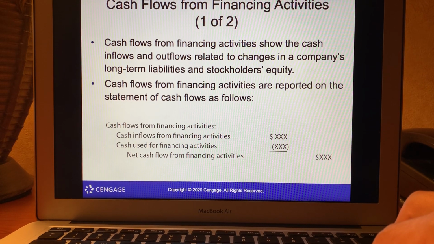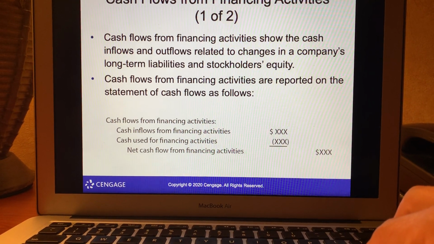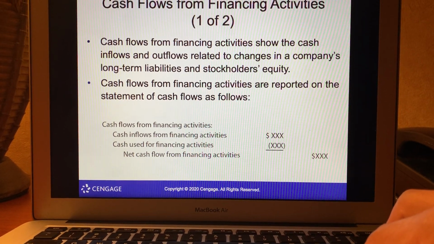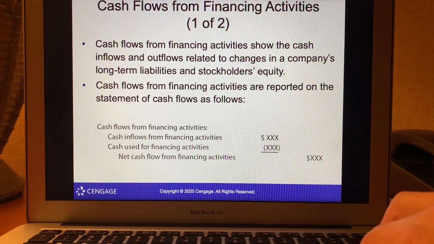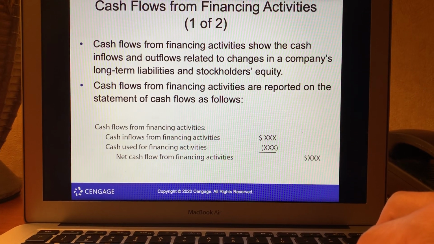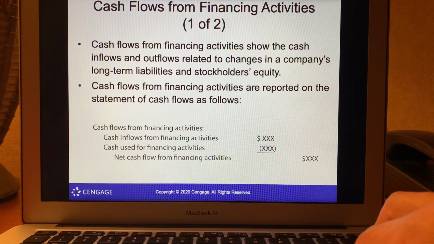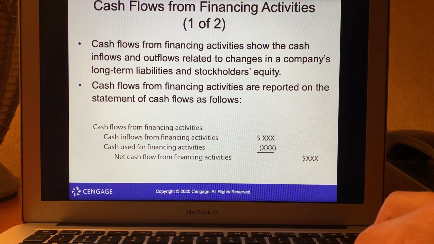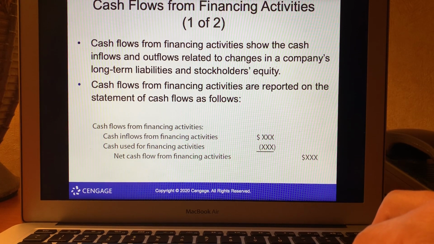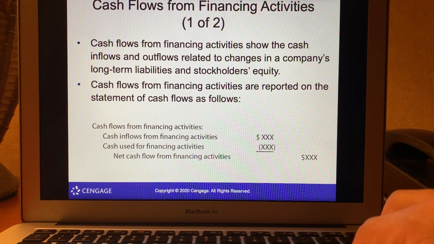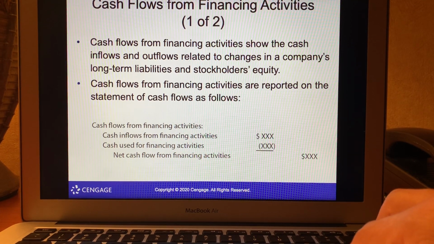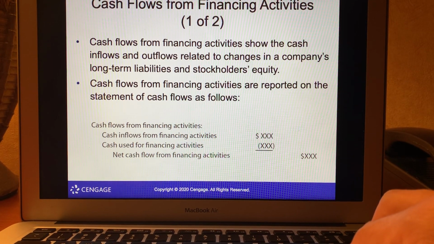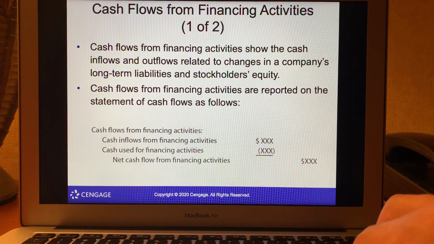So here's financing activities. Cash flows from financing activities show the cash inflows and outflows related to changes in a company's long-term liabilities and stockholders' equity. Cash flows from financing activities are reported on the statement of cash flows as follows. So there's inflow, and then there's cash used, and then net cash flow from financing activities on the bottom right here.